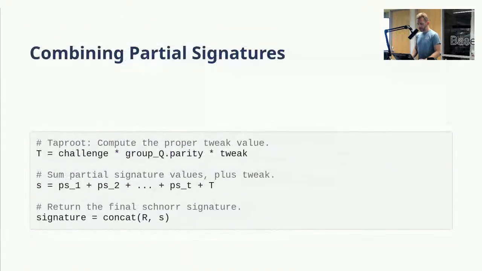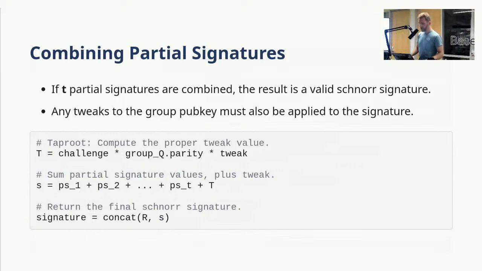So creating a partial signature, combining partial signatures also is very simple. All you have to do is just combine T partial signatures, and the result is a valid Schnorr signature. You just add them together. You add the S values together from the partial signatures, and then the S value that you get from that is your valid Schnorr signature. That's like what goes on to the blockchain to spend the money.